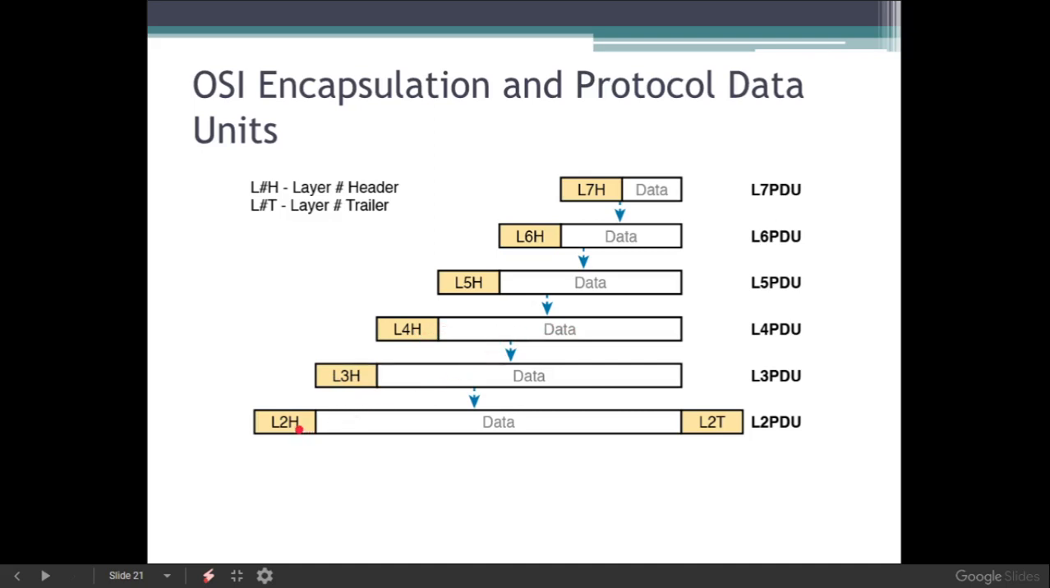At layer 2, which is the data link layer, it takes all of what is at layer 3 and treats it as data. Now layer 2 is the only layer that adds a trailer. Every other layer adds a header, but layer 2 adds a trailer and a header. So this is the header over here and this is the trailer.